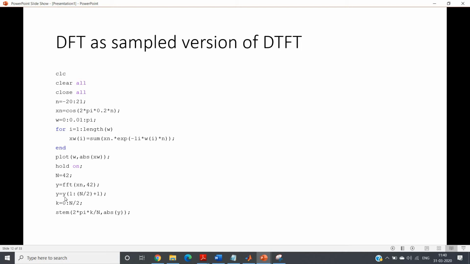Now here also, while plotting the DTFT spectrum, we have taken our particular frequency range of interest, that is 0 to pi. Same goes for here. We are plotting the single sided DFT, that is 1 to N by 2 plus 1, that is, 0 to N by 2 is our main point of interest. So I am taking k from 0 to N by 2, and I am plotting the absolute part of y, that is the magnitude spectrum of DFT, but instead of k, I am taking the frequency in radians. Omega is nothing but 2 pi by N into k. That's what I have written here, 2 pi k by N.